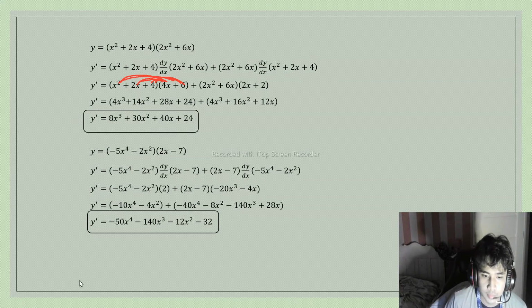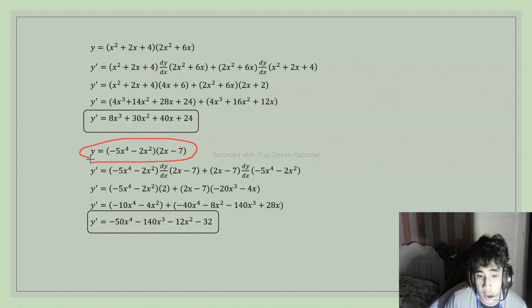Then, sa kabila naman, FOIL method. And we get 4x raised to 3 plus 16x squared plus 12x. And that will give us this answer by combining like terms. Then, moving on to the next example, that will be negative 5x raised to 4 minus 2x squared quantity 2x minus 7.